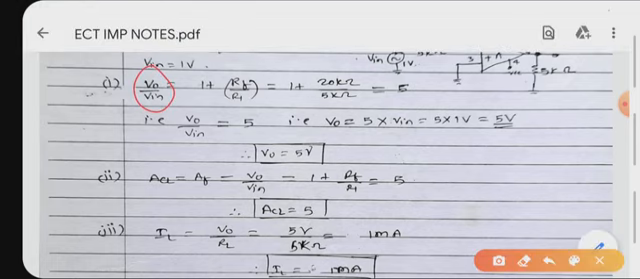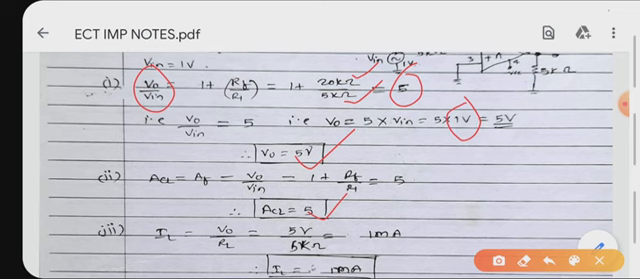VO by Vin is the gain, AF is equal to 1 plus RF by R1. So R1 is given, RF is given, so you will get this gain value, VO by Vin is equal to 5. So from that you can calculate VO, as Vin is given 1 volt, VO is equal to 5 volt. You know the formula for ACL, closed loop gain, is nothing but AF, VO by Vin, having the formula 1 plus RF by R1. So you will get ACL is equal to 5. RF is given, R1 is given, you can calculate it.